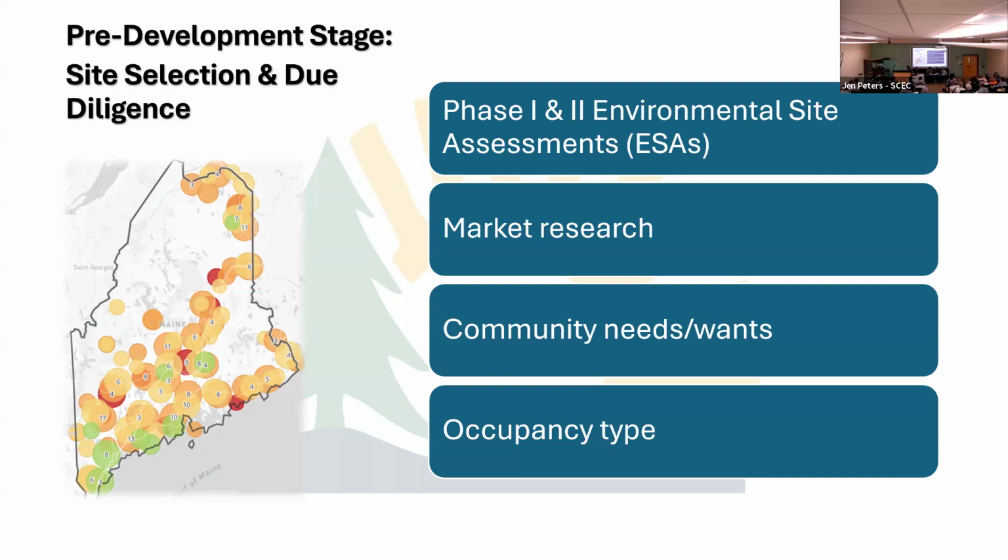Can you talk about what a phase one is really quickly? I'm sorry, I was saving that for later. So these are environmental assessments. A phase one environmental assessment is a pretty low bar, doesn't cost a ton of money.